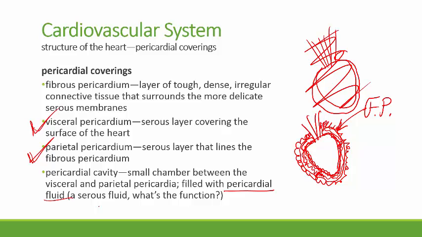It's there to provide lubrication, so that as the heart pumps and moves within the pericardial cavity, as it's expanding and contracting during the relaxation and then the contraction phases of the heartbeat, it doesn't scrape muscle directly against fibrous pericardium. That would be damaging to the heart at some point.